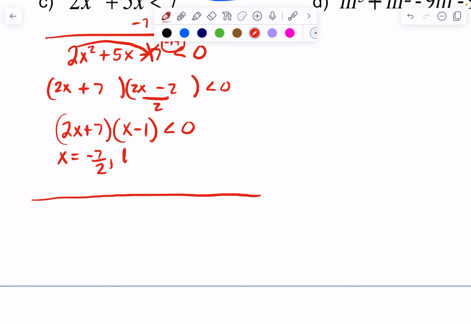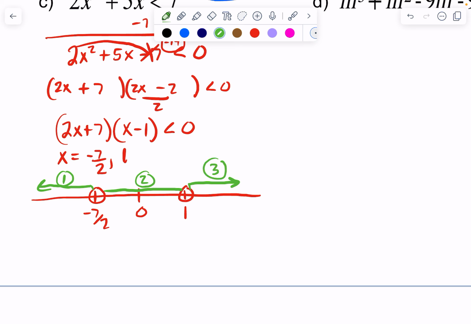Going to go ahead and make my number line here. This is open circles once again. So I can be less than negative 7 halves, that's test zone 1. In between negative 7 halves and 1, that's test zone 2. And greater than 1, that's test zone 3.